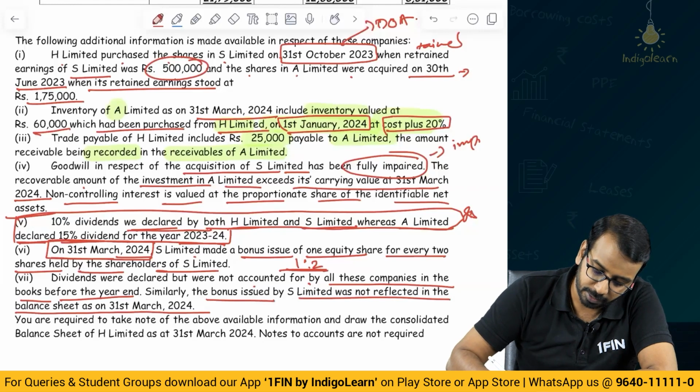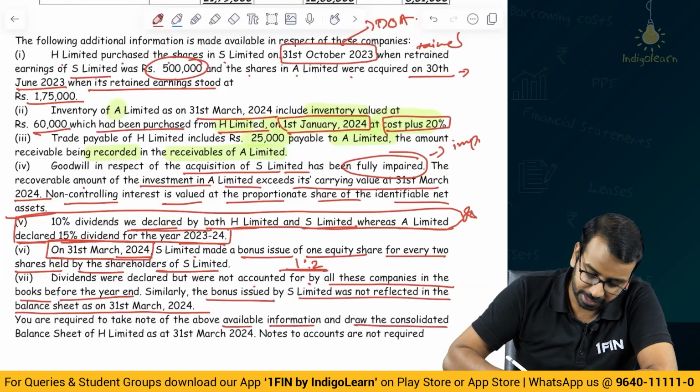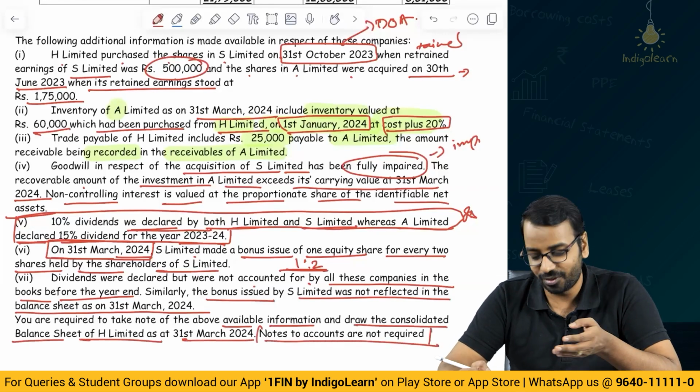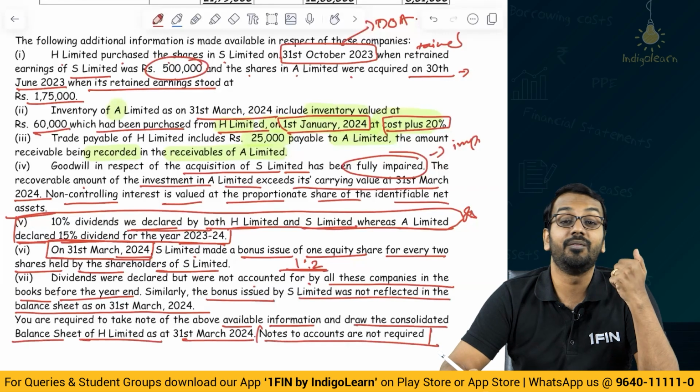You are required to take note of the above available information and draw the consolidated balance sheet of H Limited as at 31st March. Notes to accounts are not required. Of course, it is a 14 marks question. If they ask us to prepare even notes to account, it will be a very long question.